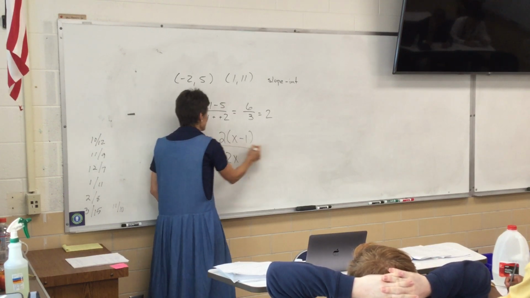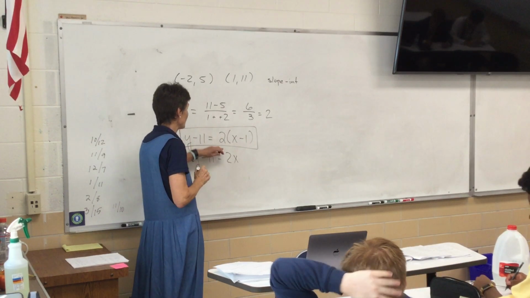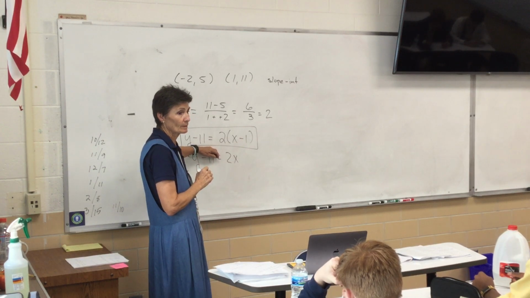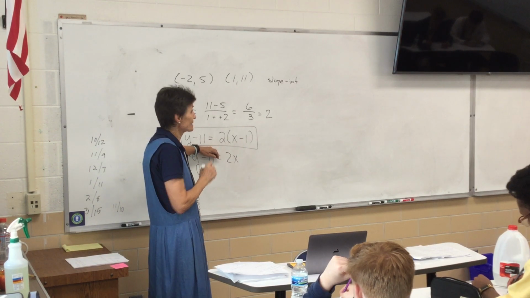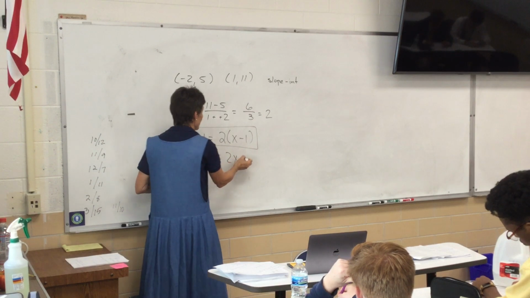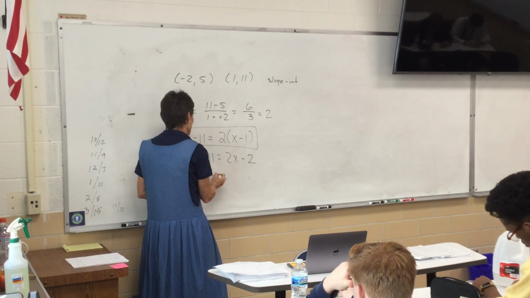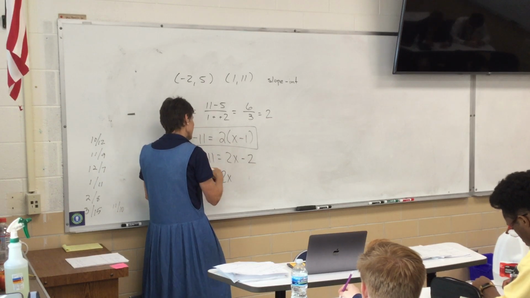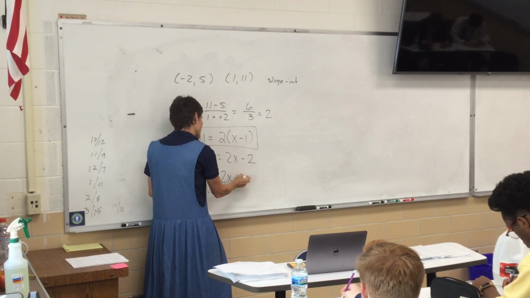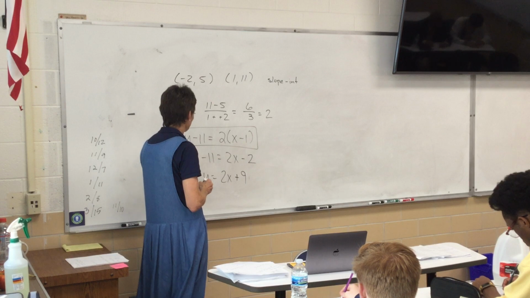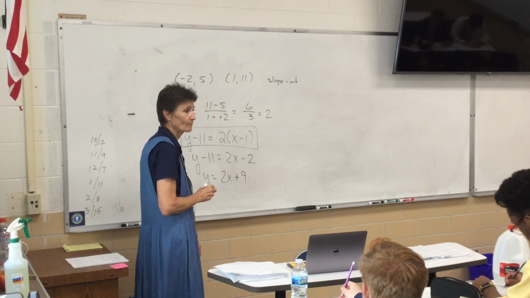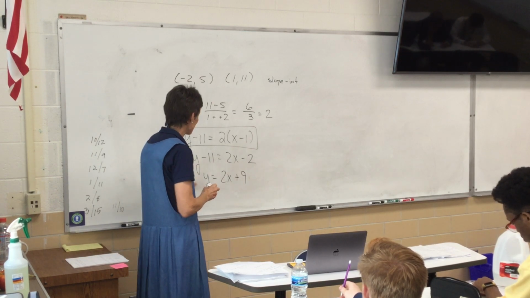Now, if it said point slope form, I would be done right here, right? But since it says slope intercept, I'm gonna go ahead and do my distributive, and then get the y by itself. So I got this. Does that look right? Yes. And that's the slope intercept form.